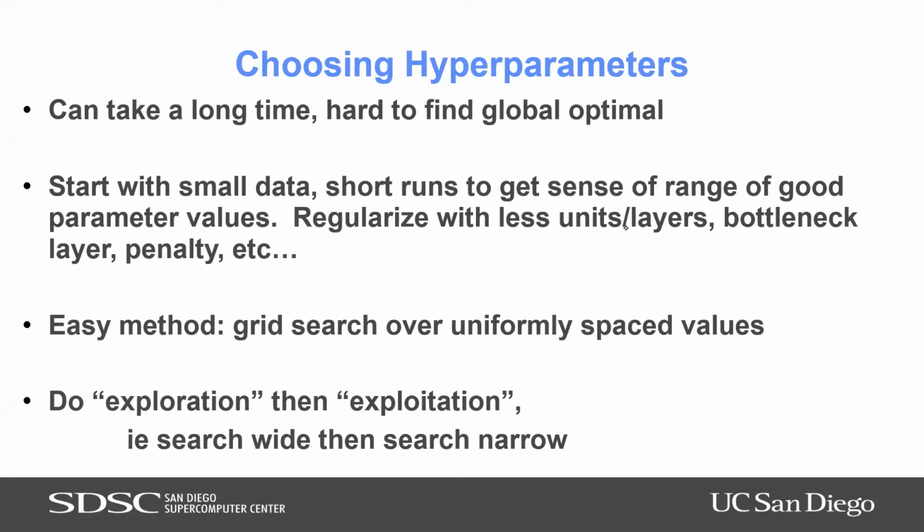I always recommend starting with small data and doing short runs to get a sense of a range of good parameter values, whether it's the number of layers or the number of units. Those are the main things that are going to affect how big your network is. Maybe the thing to do is to start with a small data set. Make sure you can train on your data and maybe overfit it. Give the network enough resources so that it can learn your data, and then back off by going with fewer units or fewer layers.